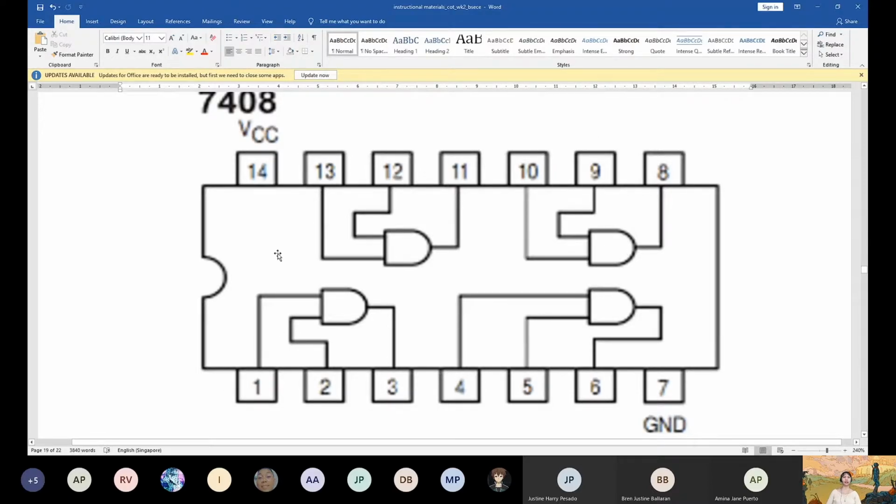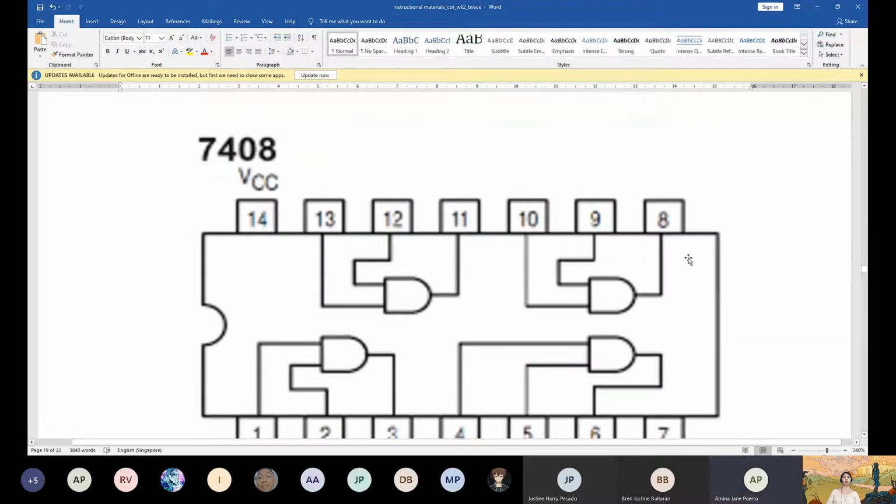How many ICs do you need to buy if you're going to use or need only 2 gates? How many 7408? Isa lang, ma'am. Okay, so you only need 1.